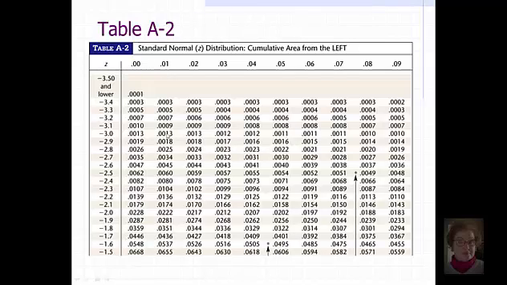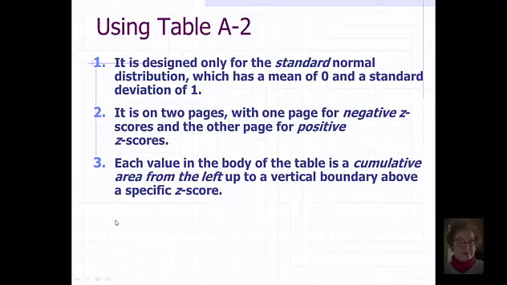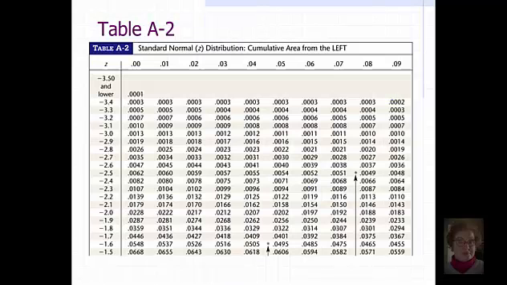So what this table shows us is we have the first page, which are the negative z-scores. So this is going to be the area to the left of the mean. I'm going to go back to that page. Your z-tables here are always your cumulative area from the left. So if you need to find the area greater than, you need to do some manipulation of the table.